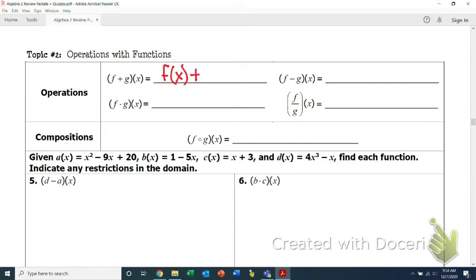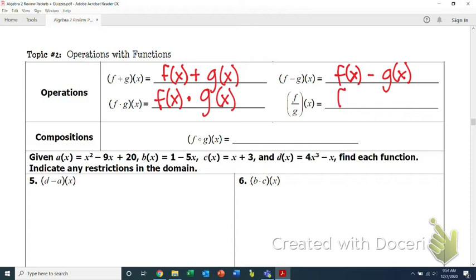f of x plus g of x. This is f of x minus g of x. This is f of x times g of x, and this is f of x divided by g of x, where g of x cannot equal 0. Okay?